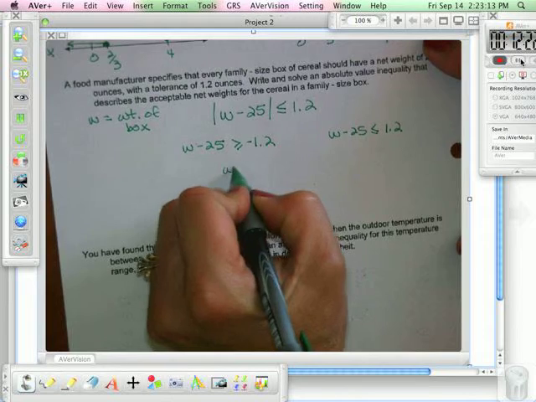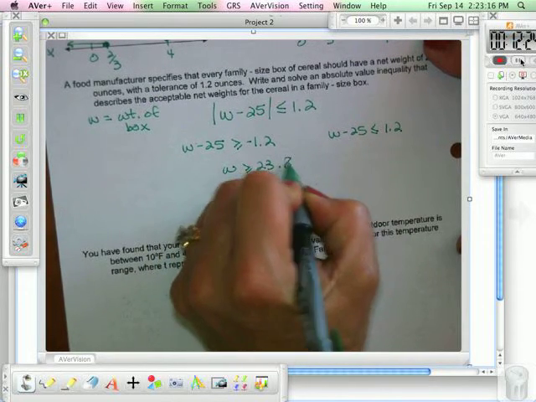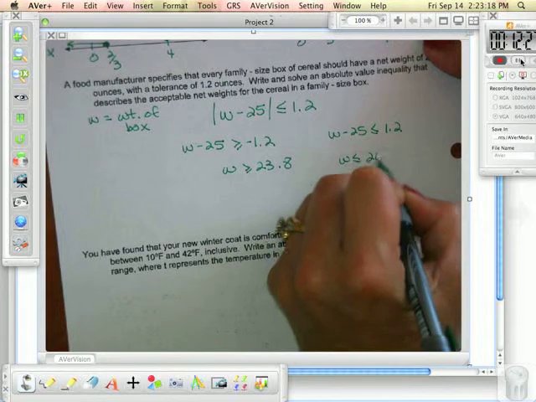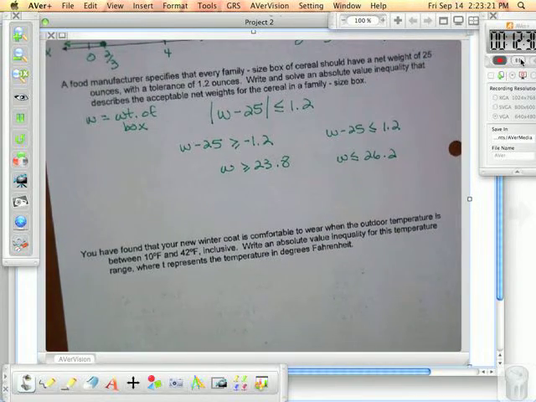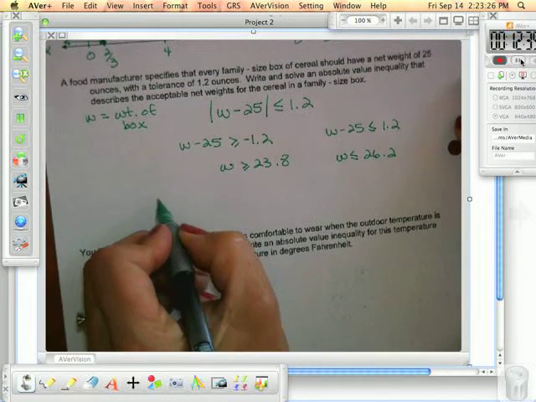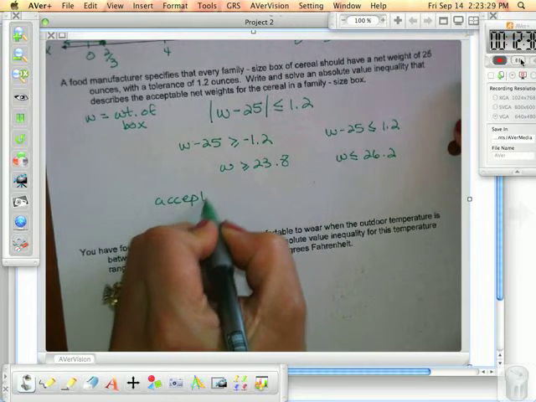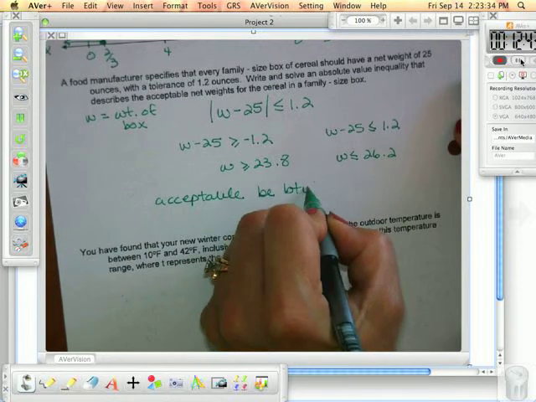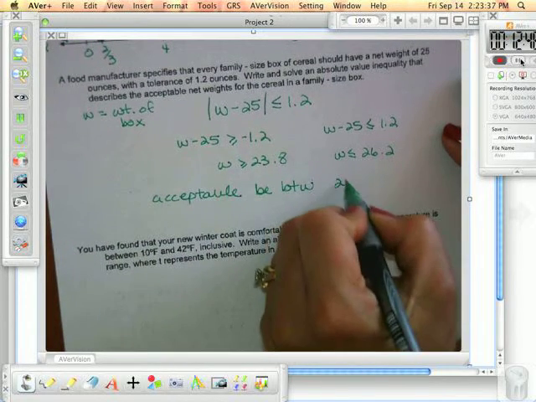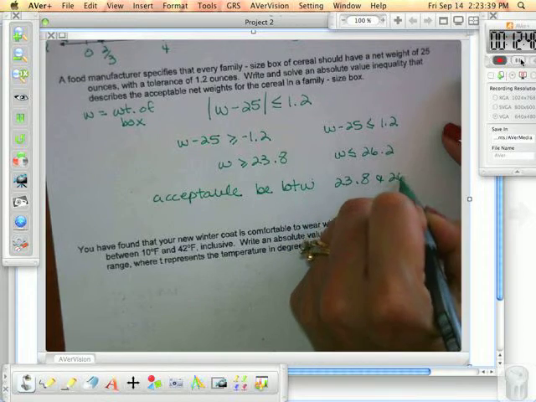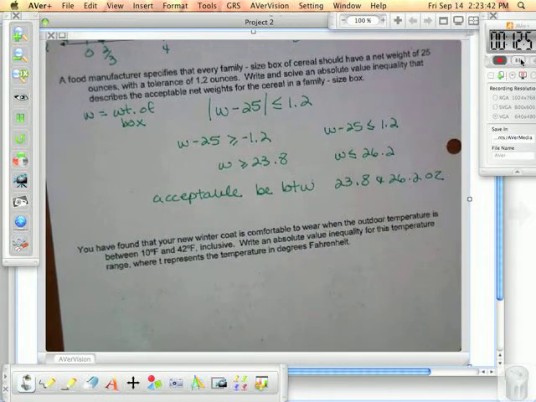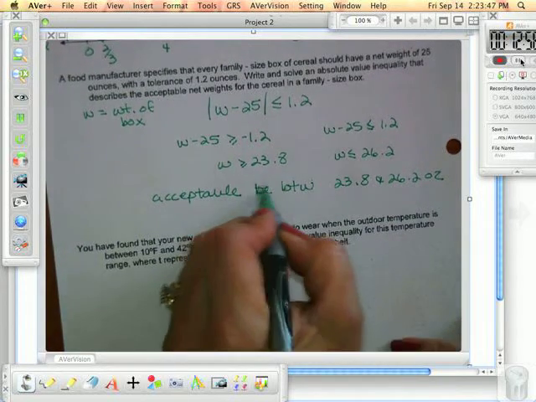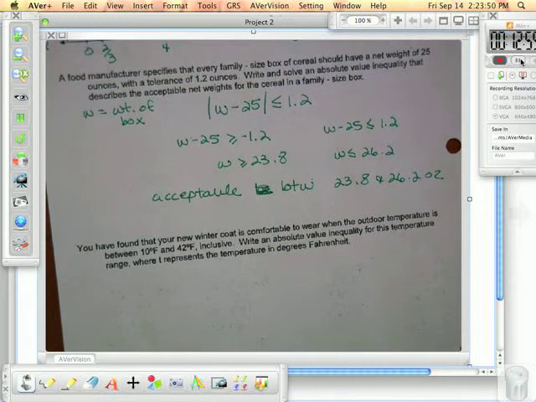I'll just tell you what the answers are. 23.8. So the acceptable range is anywhere between 23.8 and 26.2 ounces. Acceptable between 23.8 and 26.2 ounces.